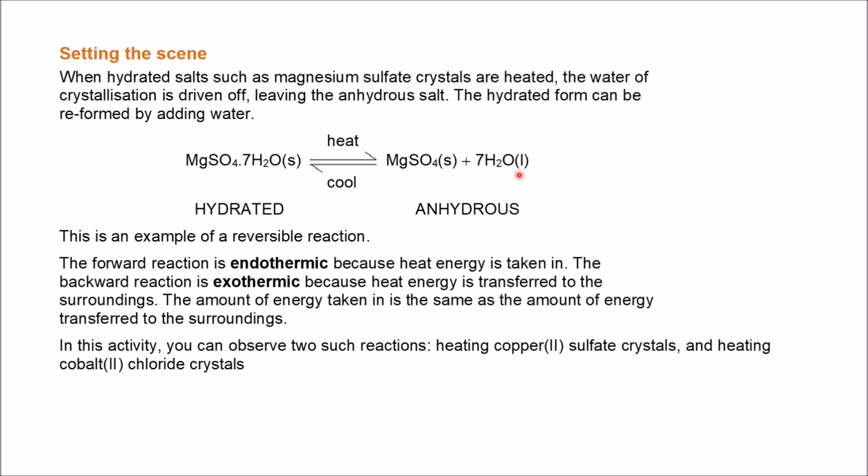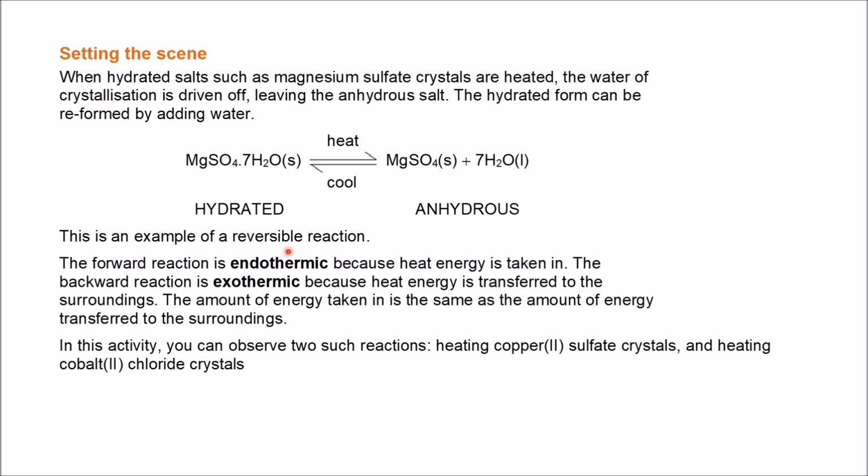This is an example of a reversible reaction, because what I can then do with this magnesium sulfate is cool it down and add water back to it. By adding water to it, it creates those bonds again and becomes hydrated magnesium sulfate. So it's a reversible reaction. We're heating it and it's absorbing energy, so it's endothermic, and then cooling it, so it's releasing energy, and it's hydrated magnesium sulfate again.